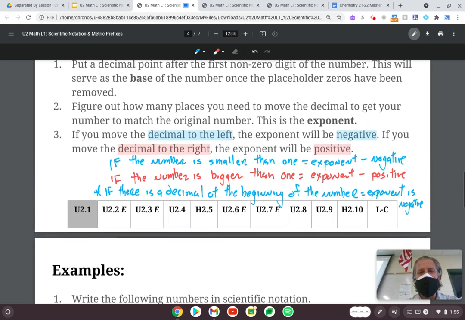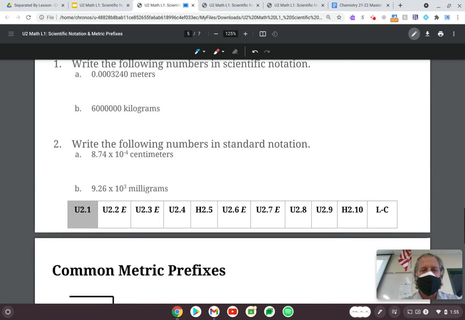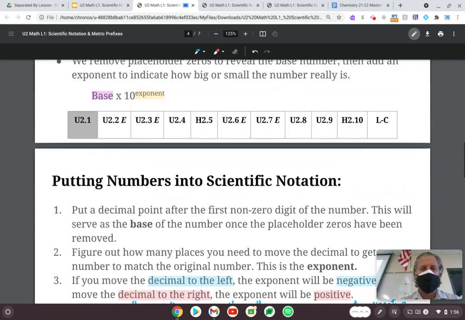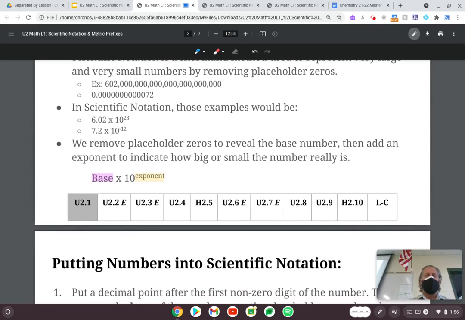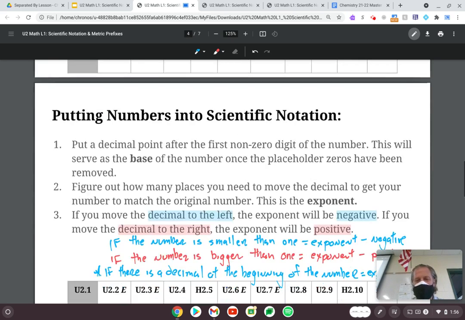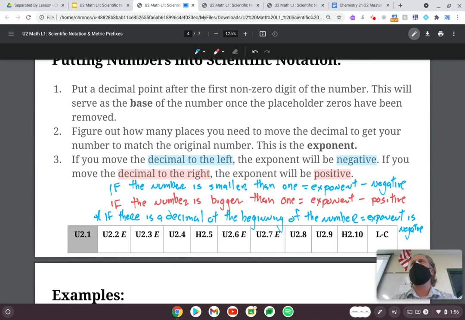And I think that tracks, especially if we go back up here. We see a lot of zeros and a decimal right at the front here, and then the exponent was negative. So I think that was pretty decent observational skills. So those are the three things I usually tell students about numbers in scientific notation.